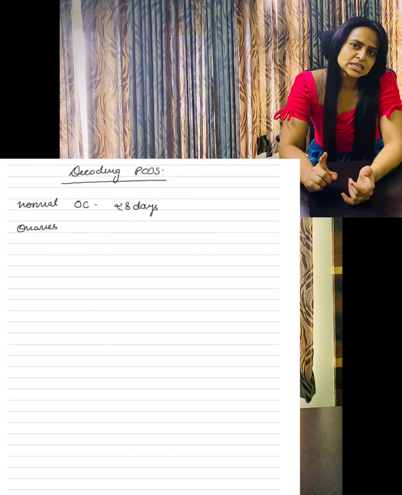Now, why does it become more dangerous when PCOS is accompanied by insulin resistance? What happened in PCOS? You have high level of LH. What happened in insulin resistance? You have high level of insulin. So high level of insulin and high level of LH, they promote high level of testosterone.